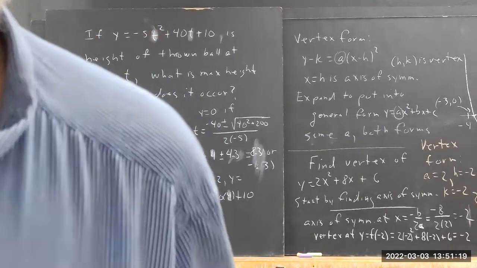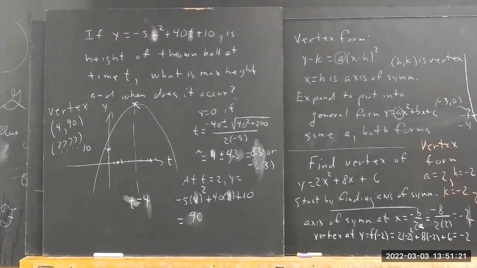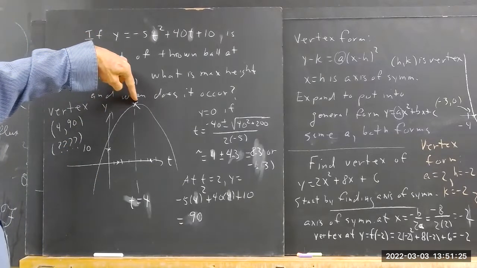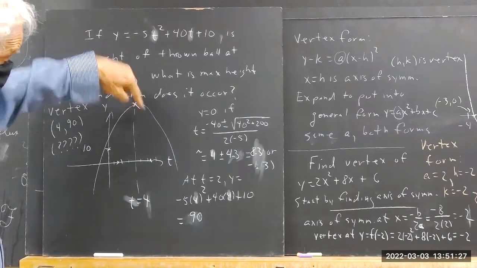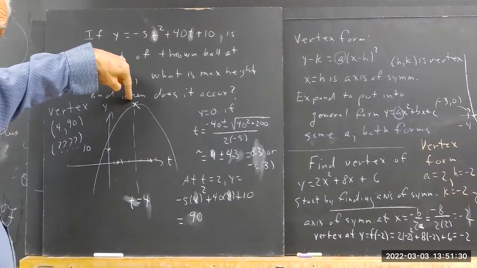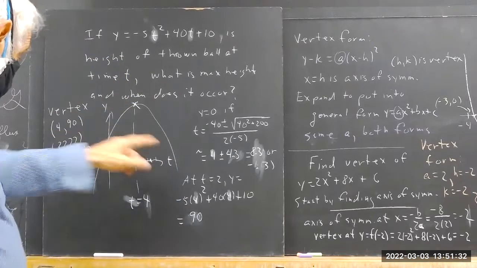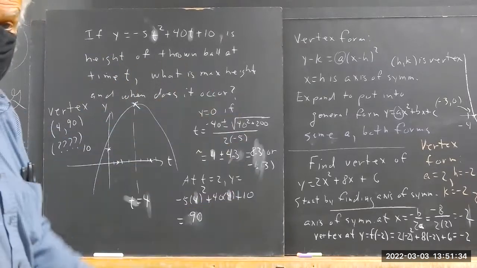Again, what you take away from this is, if you do the graph, y is how high it is, and that's as high as it gets. So the y coordinate there is 90, so that's how high it gets. And when does it happen? At t equals 4, that's maybe after 4 seconds, right?